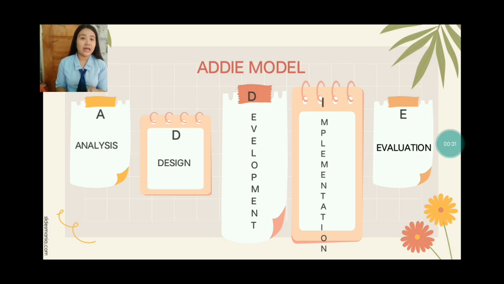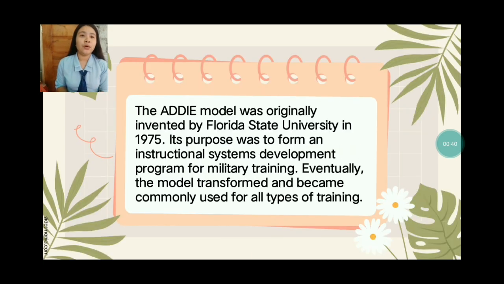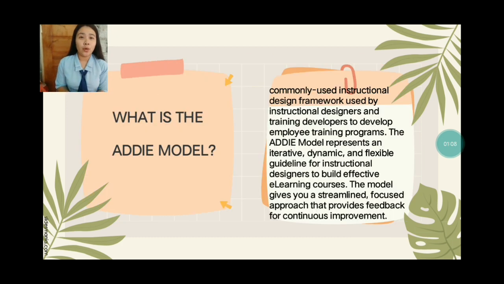But before we discuss this model, let's know first who invented it. So, who invented this model? ADDIE model was originally invented by Florida State University in 1975. Its purpose was to form an instructional system development program for military training. Eventually, the model transformed and became commonly used for all types of training. So we know now who invented the ADDIE model.